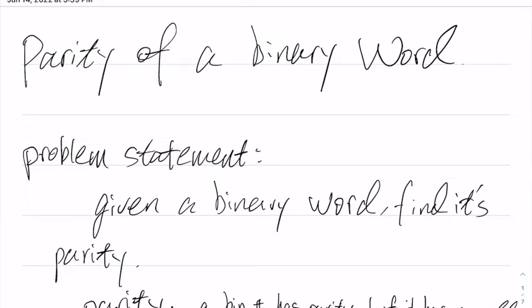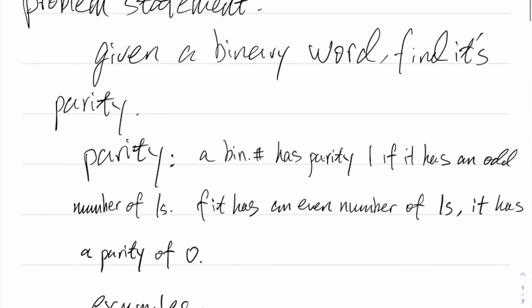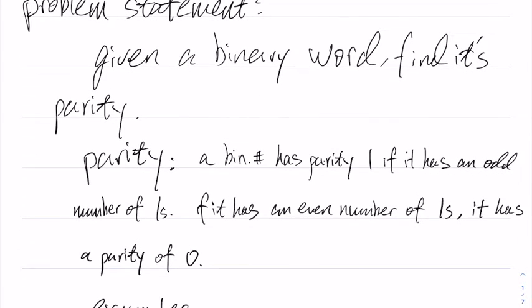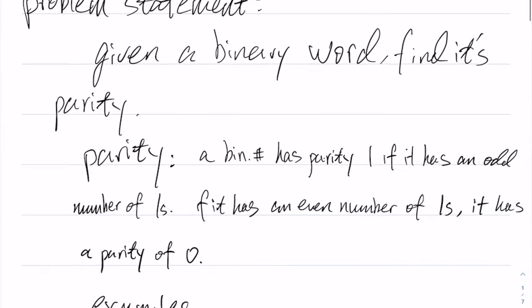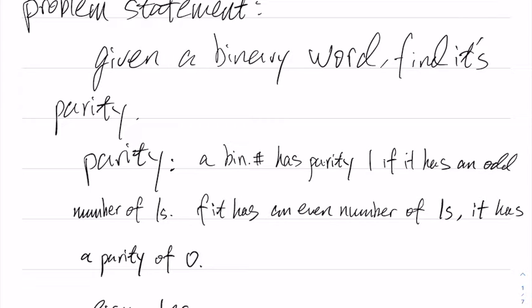Alright, so today we discuss a problem on binary numbers, and the name of the problem is the parity of a binary word. The statement is very simple. We have a binary word, a binary number, and we want to find its parity. So what is parity? Parity is essentially a property of a binary number.